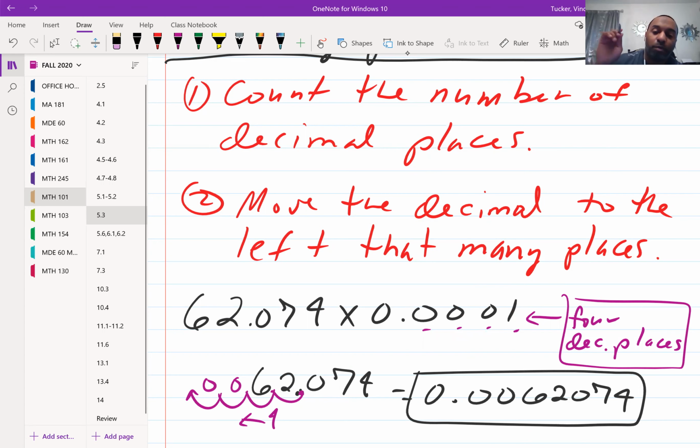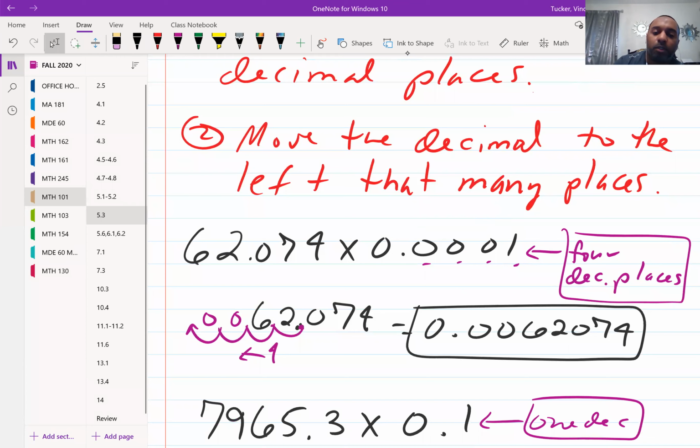All right. So remember before, if we had 1,000, we're counting zeros. But here, because we're looking at multiples of 0.1, we're counting decimal places. And so that result would be 0.0062074. And just like before, you use place values. Use zeros as placeholders.